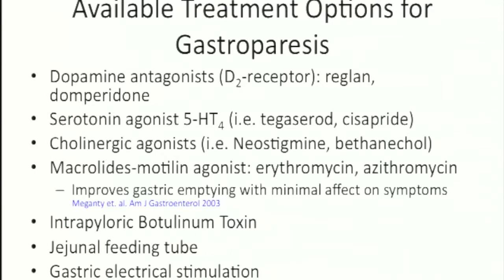The cholinergic agonist medications like neostigmine, bethanechol, and pyridostigmine are medications that are used in neurology, such as for myasthenia gravis. They haven't been really well studied in gastroparesis, but because of understanding the physiology of gastroparesis, they have been used with success. Erythromycin and azithromycin, which are antibiotics, can increase emptying, but in general, it does not affect symptoms.